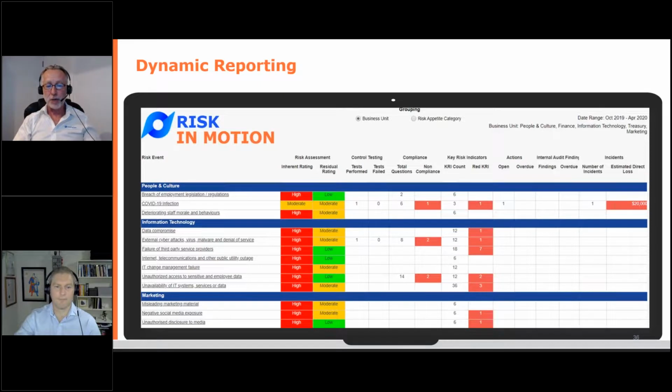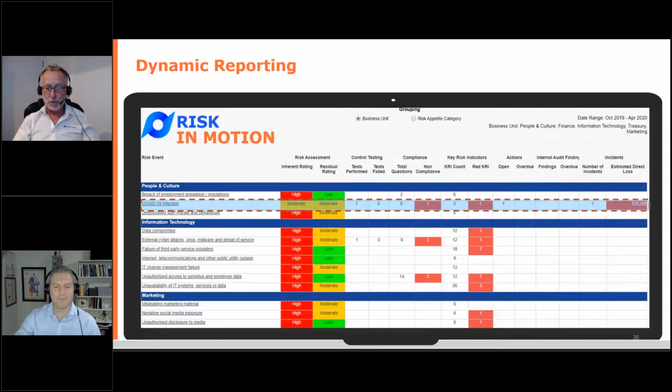And here it shows for the risk the latest risk assessment, results of control testing, compliance, key risk indicators, outstanding actions, internal audit findings, incidents, and whatever other information you have. Now, this becomes the board executive report. If we then drill down and understand, well, why have we got this going on in that particular risk? I'm going to use something you're probably very bored of by now, but COVID-19 as a risk.